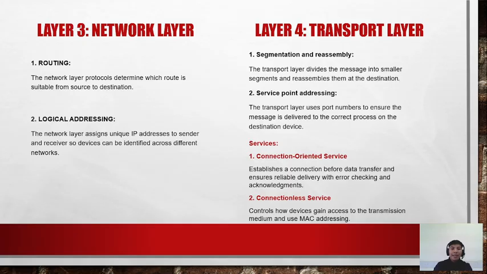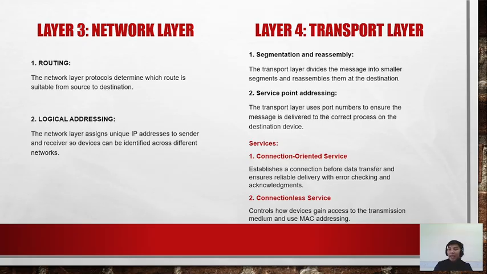The transport layer is responsible for breaking down large messages into smaller, manageable pieces called segments, in a process known as segmentation. This makes it easier and more efficient to send data across a network. Once all the segments reach the destination, the transport layer reassembles them back into the original message in the correct order.